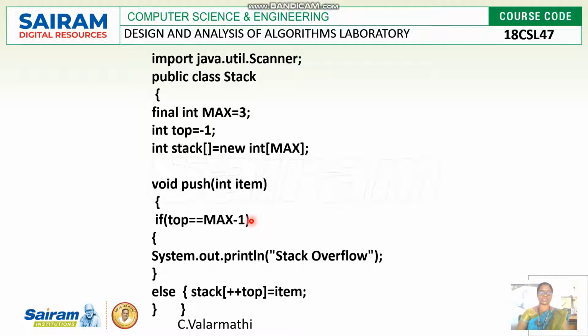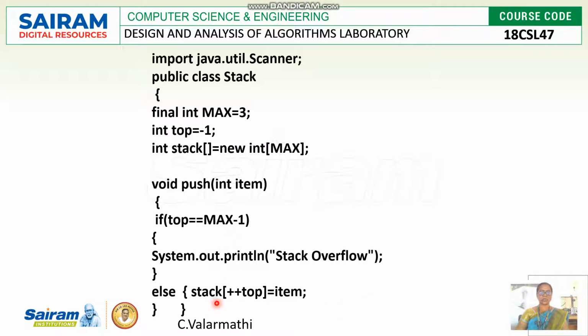How do we check whether the stack is overflowing? We have a condition: when top of the stack is equal to maximum minus 1, at that time the stack is full. It states that the stack is full of elements, so we can't insert another element into the stack. So we can display a message like stack overflow. This is done in the initial process of push. Before inserting an element, we check whether the stack is overflowing or not.